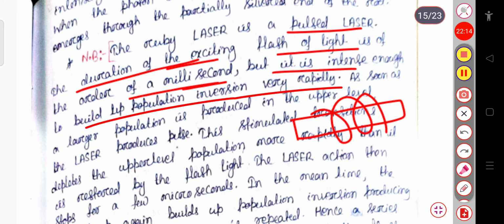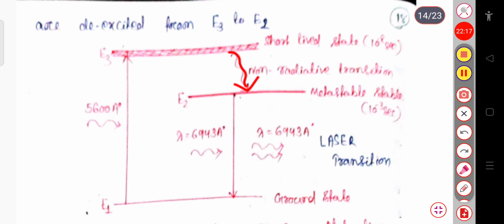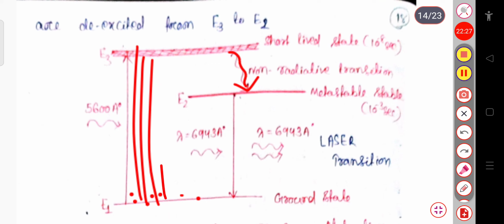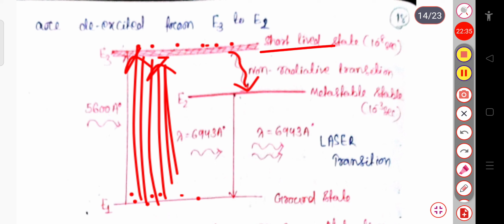Since the flash tube can emit the 1000 of joules in a few milliseconds, the chromium ions that are present in the ground state will be raised to the upper state, that is the E3 state. But since the lifetime here is very short, that is 10 power minus 8 second, they will jump to the E2 state.